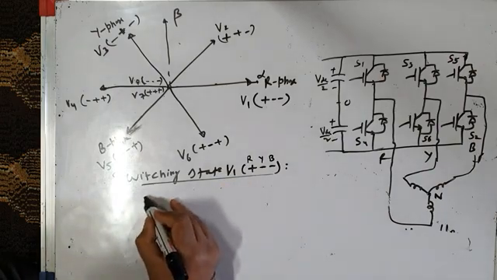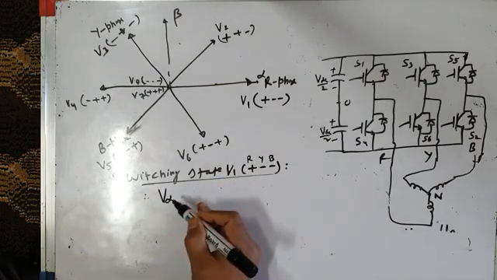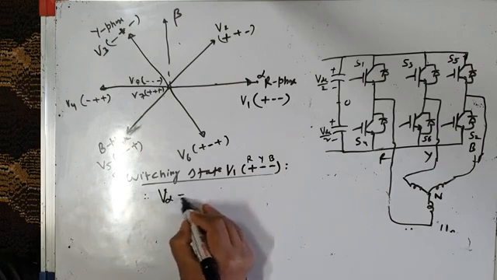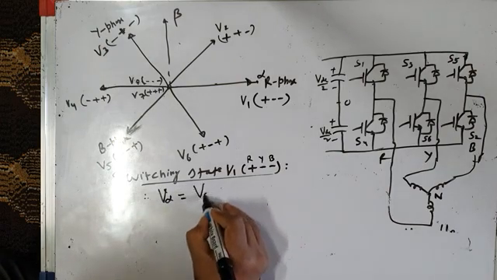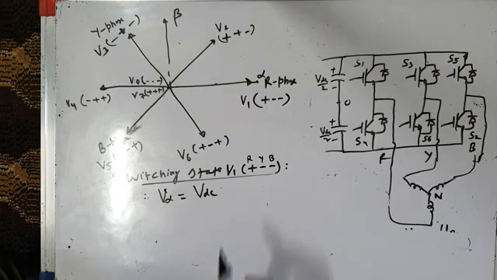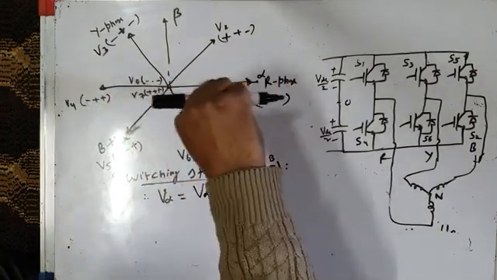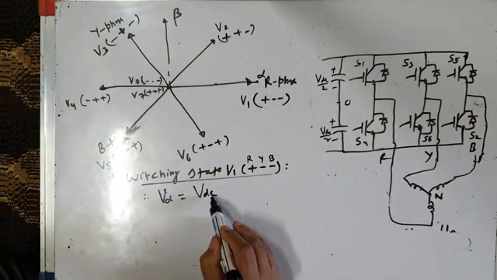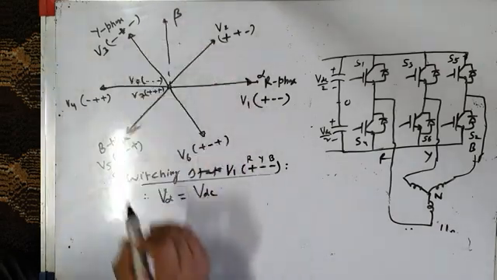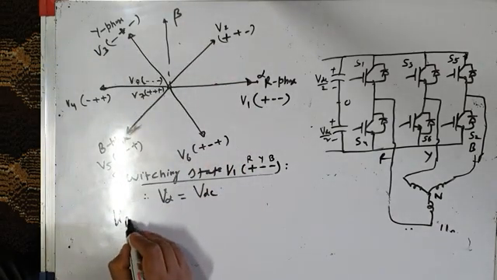So therefore alpha component of the voltage V alpha is equal to VDC. So therefore I will have alpha component of voltage whose magnitude is equal to VDC. What about its beta component? So let us try to find out V beta.